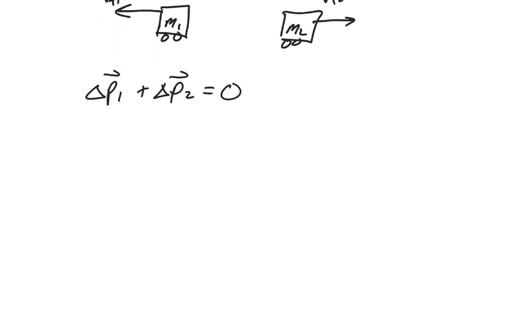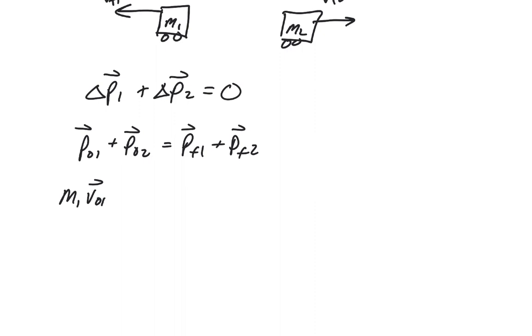Okay? The way I'm going to phrase this for now is that the initial momentum of cart 1 plus the initial momentum of cart 2 has to equal the final momentum of cart 1 plus the final momentum of cart 2. And we know that momentum is just mass times velocity, so we end up with M1 V naught 1 plus M2 V naught 2 is got to be equal to M1 V final 1 plus M2 V final 2.